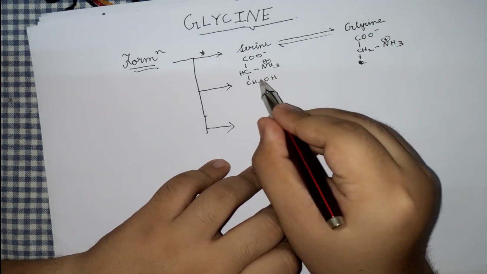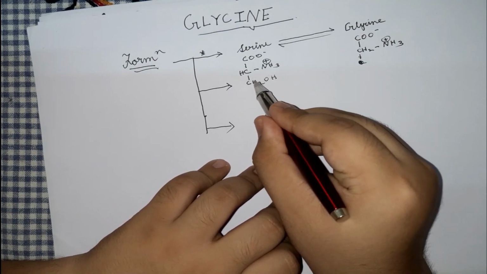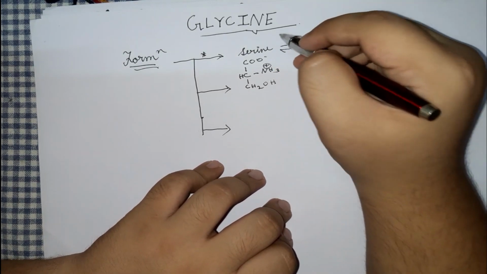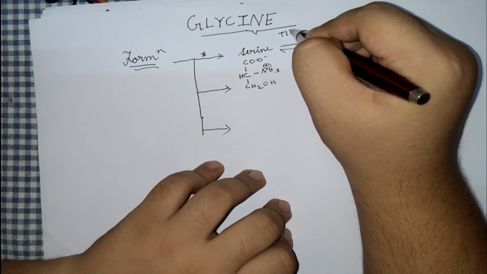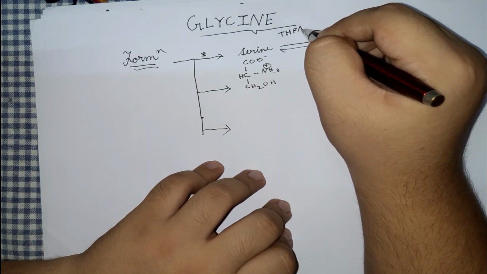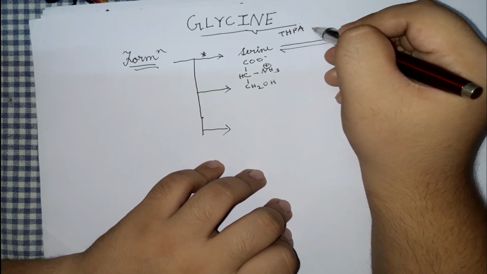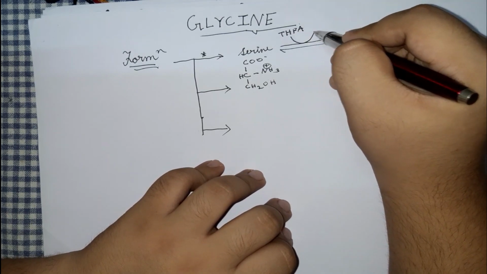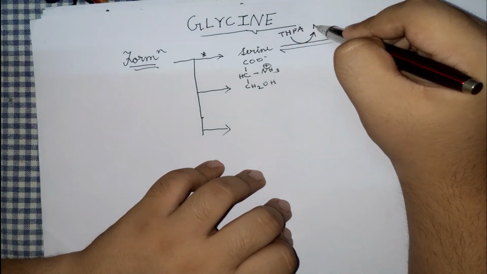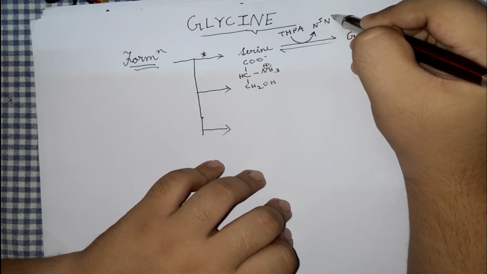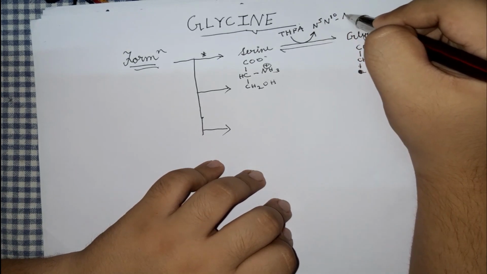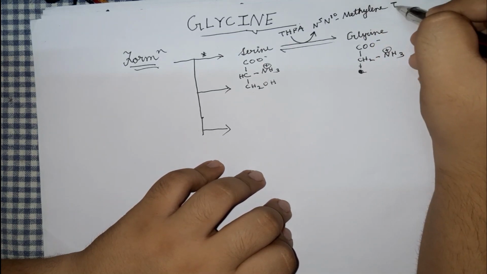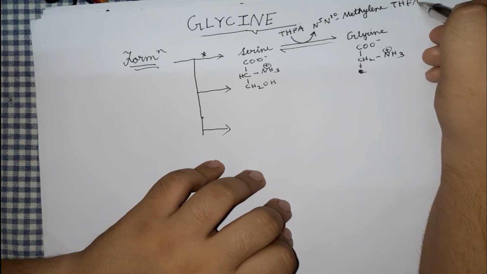Now, what are you going to transfer this thing to? This is where a very important molecule comes into play. The name of the molecule is tetrahydrofolic acid, THFA. Tetrahydrofolic acid is going to form N5, N10, methylene THFA. That is tetrahydrofolic acid.